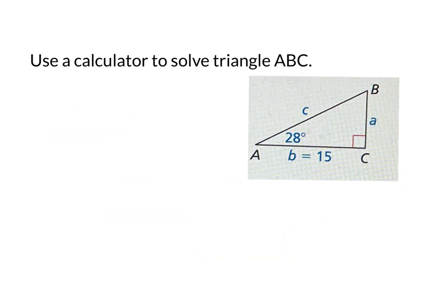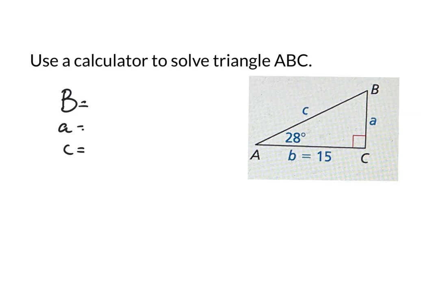Finally, they're going to say use a calculator to solve triangle ABC. What they mean by that is they want you to find everything that's missing. Here's what's missing: we don't know angle B, we don't know little side a, and we don't know little side c. So we've got to find all those.